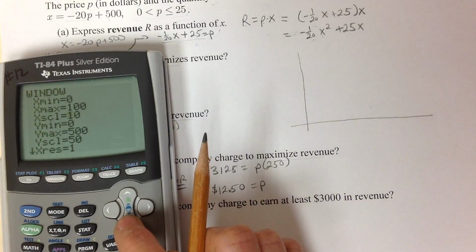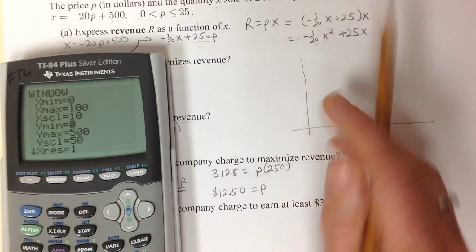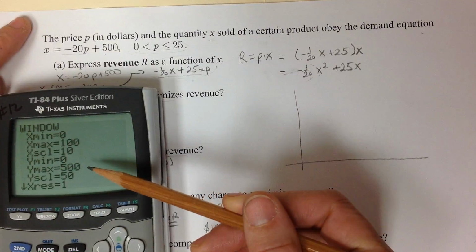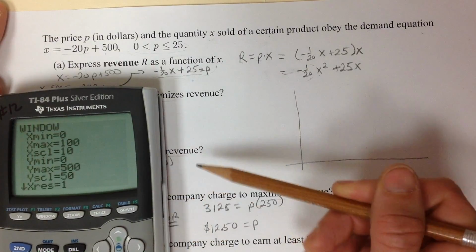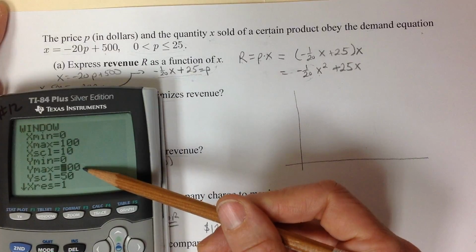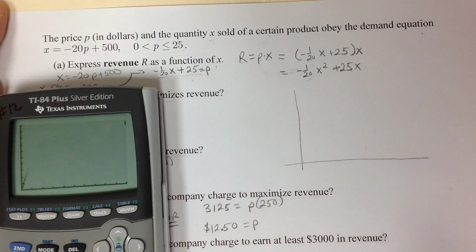Now what about my Y's? That's my revenue. Again, I'm not going to have a negative revenue, so I'm going to start that at 0. Now, I already have a feel for how high my revenue is going to be because I already found the max value, but what if I didn't know? So what if I just guess at 500? I'm going to leave this at 50. We hit graph and see what we get.